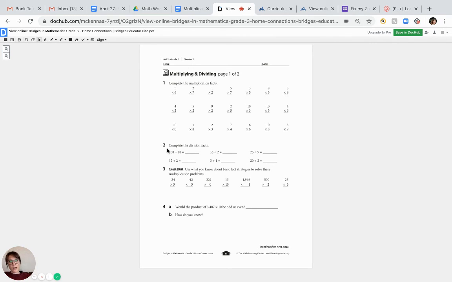Then you're going to move on to number 2, completing some division facts. Remember, division is the opposite of multiplication. Instead of multiplying the number, you're dividing the number into parts. So 16 divided into 2 equal parts here. Then number 3 is a challenge. So do your best with these multiplication problems. That's all we expect is for you to try your best on them.